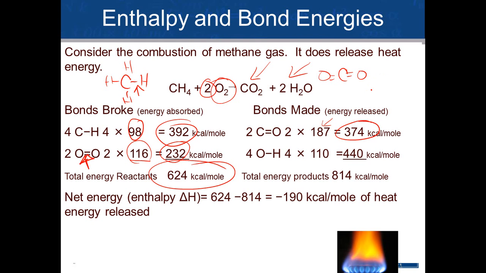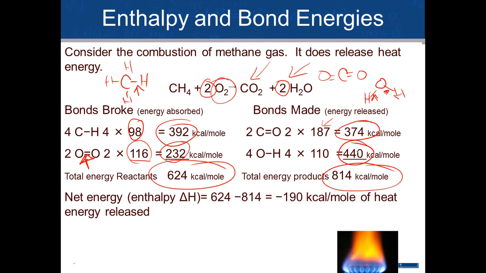In the case of water, we have 2 oxygen to hydrogen bonds. Each one releases 110 kilocalories of energy per mole when they are formed. And there are 2 of those molecules, so we're now talking about 4 of those bonds. So we're going to release 440 kilocalories of energy per mole when we make water. So the total energy product that we're going to make is 814 kilocalories per mole.